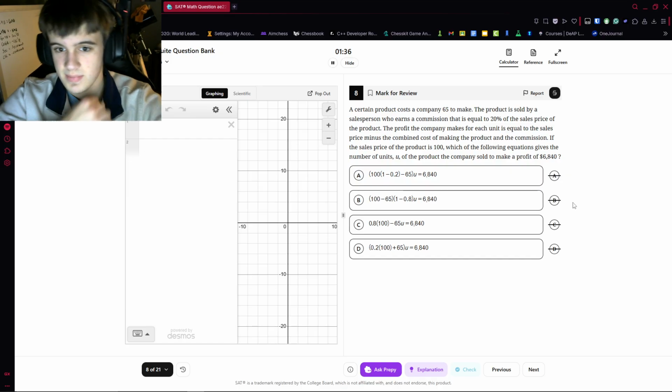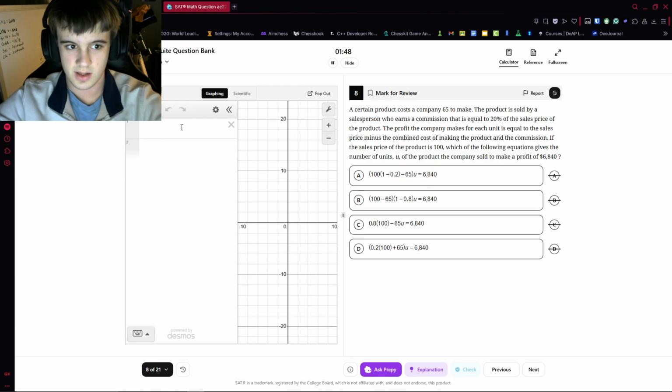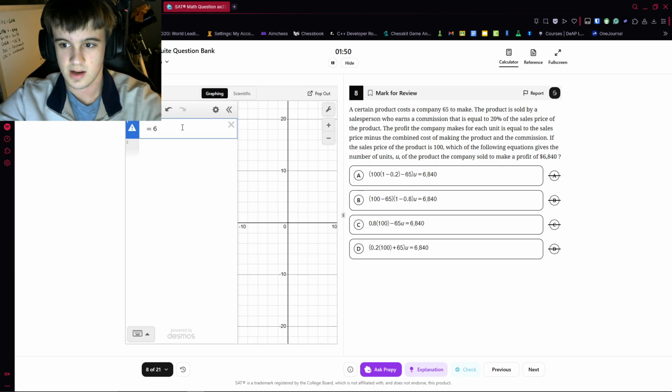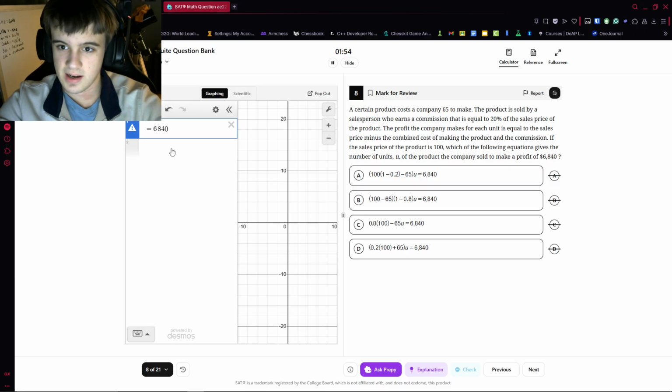and the commission. If the sales price of the product is 100, which of the following equations gives the number of units U of the product the company sold to make a profit of $6,840? So we're going to set this equal to $6,840. And a certain product costs the company $65 to make.